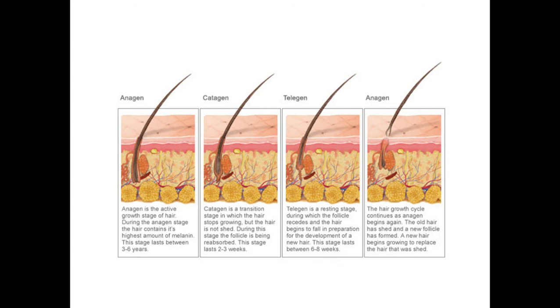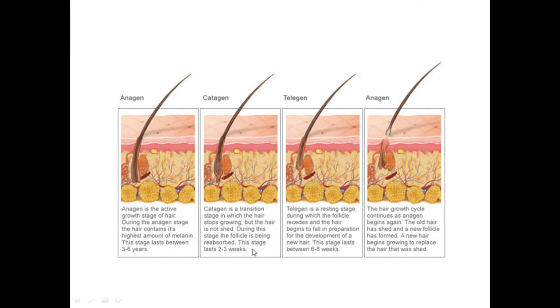So let's just sum up once. First stage is anagen phase, the actively growing phase. It is during this stage that the highest amount of melanin is present. Melanin is the pigment that is present in our hair, due to which we get the color of the hair. This lasts for 3 to 6 or 2 to 6 years.